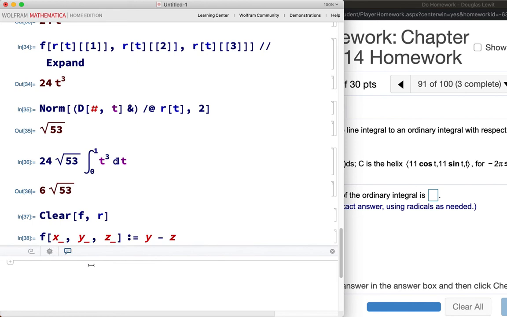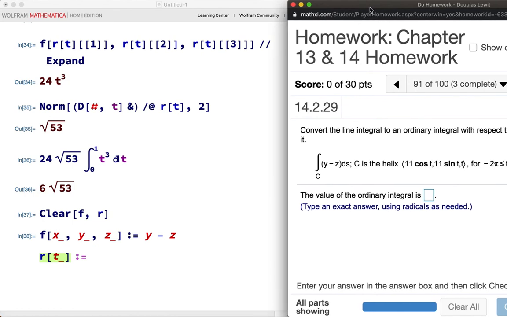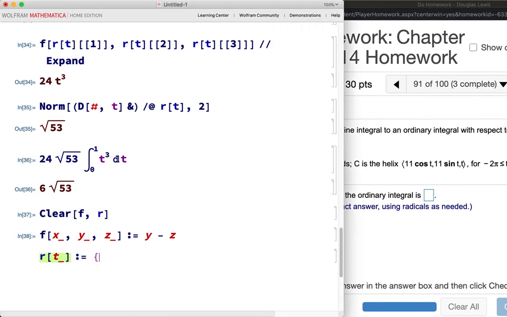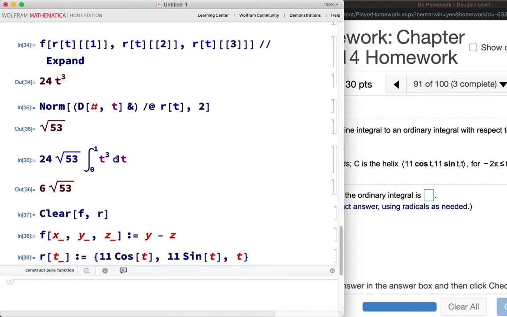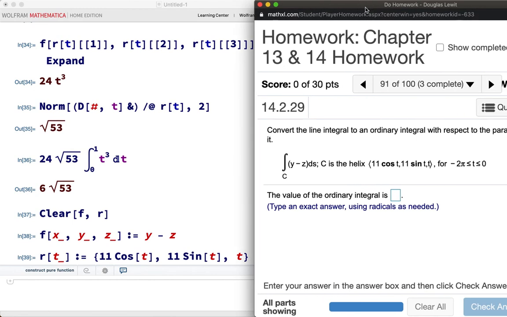Shift Enter. R of t is equal to, excuse me, that was a little bit of a yawn there. It's getting late in the evening, pretty close to my bedtime actually. 11 times cosine t, 11 times sine t, and then t. And the interval is, t, the lower limit is negative 2 pi and the upper limit is 0.